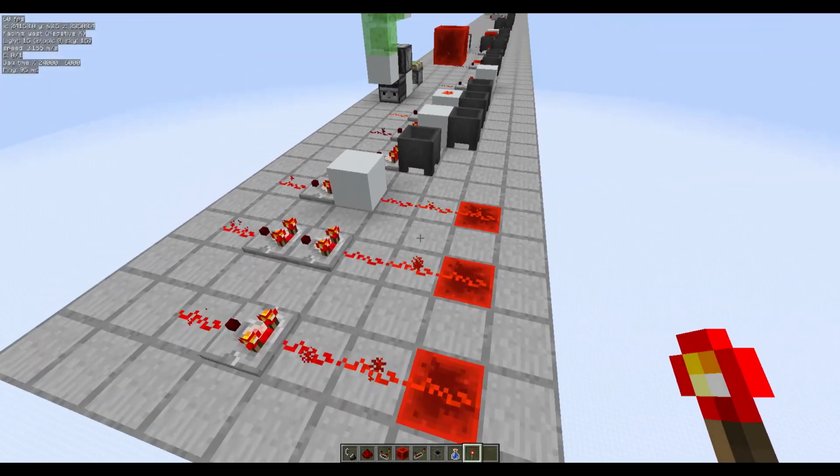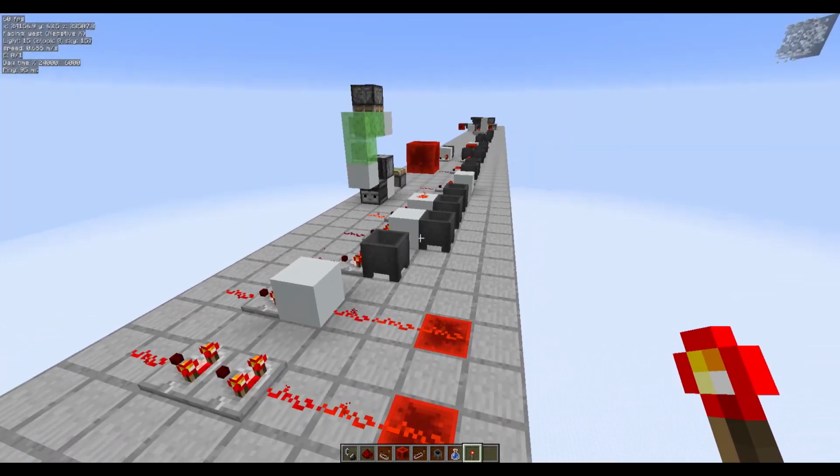Hello, this is Trouble, and I'm here to show you how to use comparators.